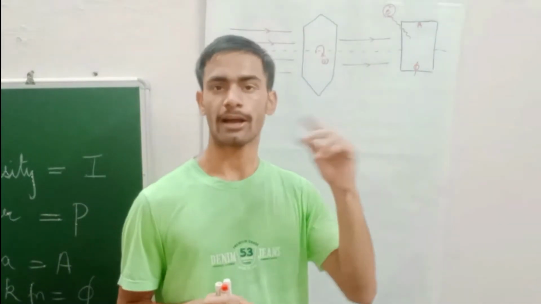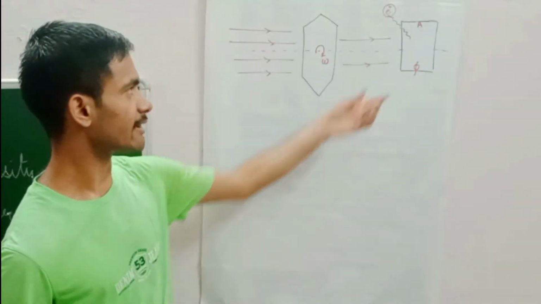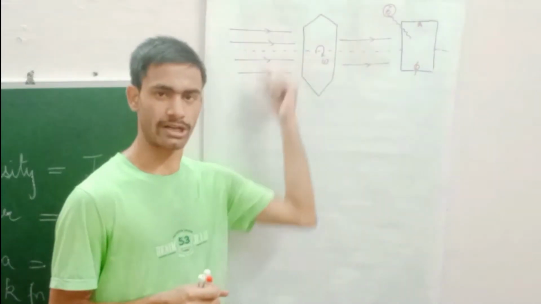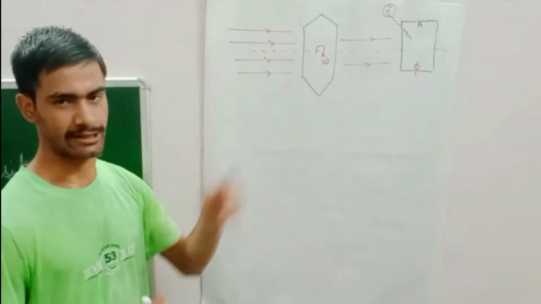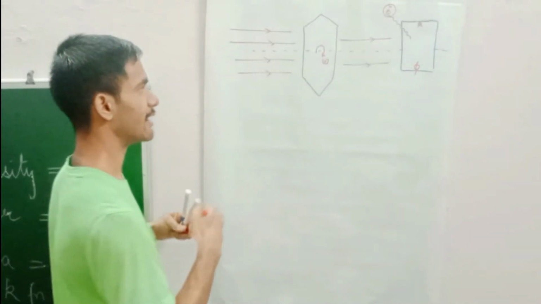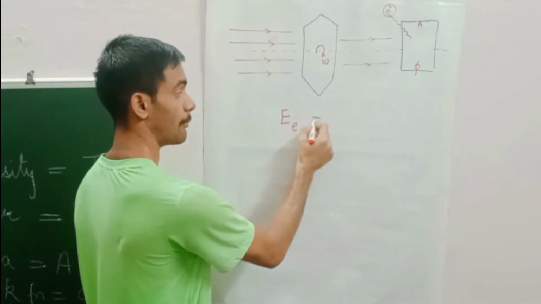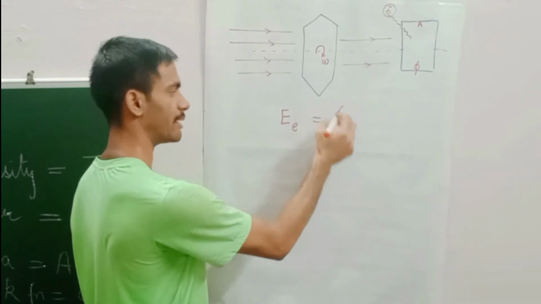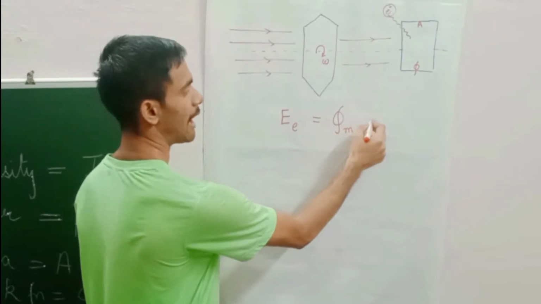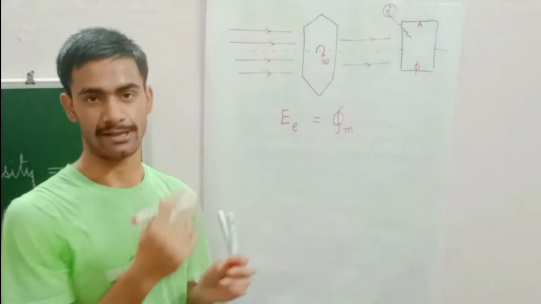Then only it can get out of the metal surface and I can detect it, so that I can stop rotating this polarizer. So I can write here that until the energy of the electron becomes the work function of the metal, I have to keep on rotating this polarizer.